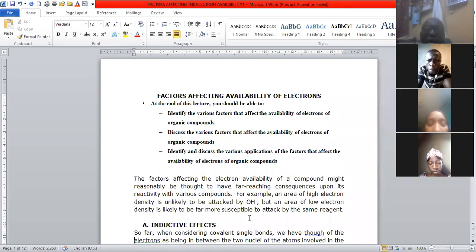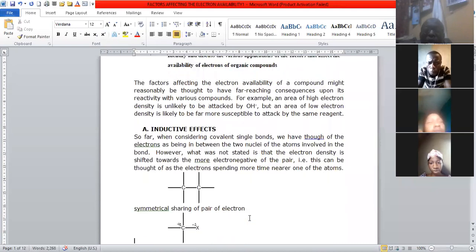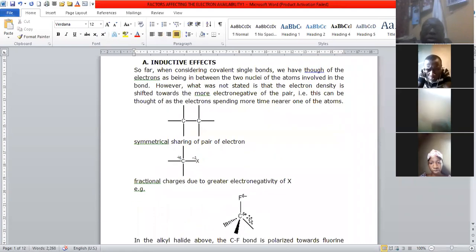Now, one of such factors is what we call inductive effect. Inductive effect is one of the factors that affect availability of electrons. What do we mean by inductive effect?